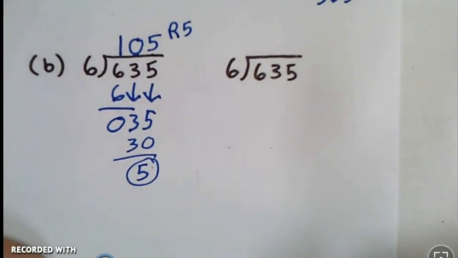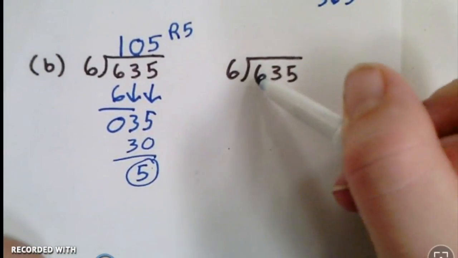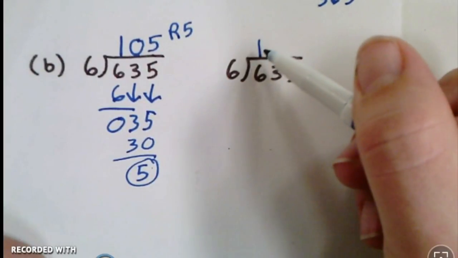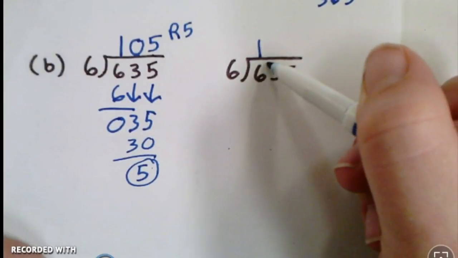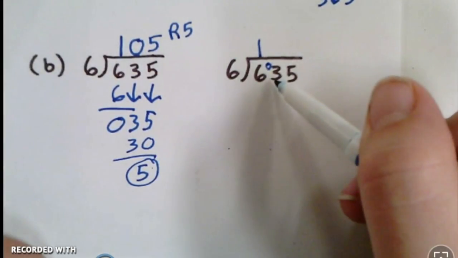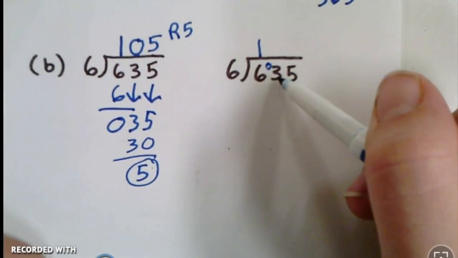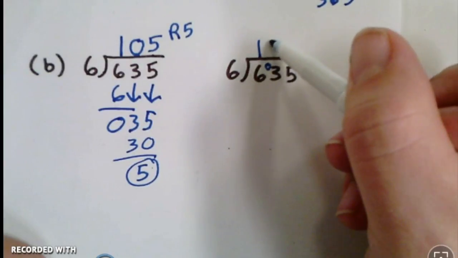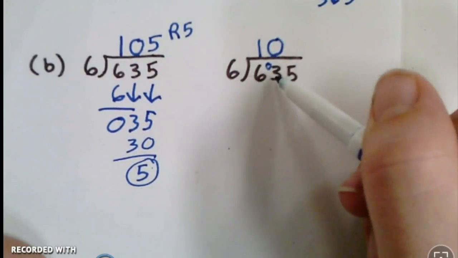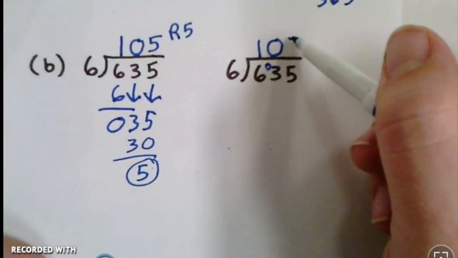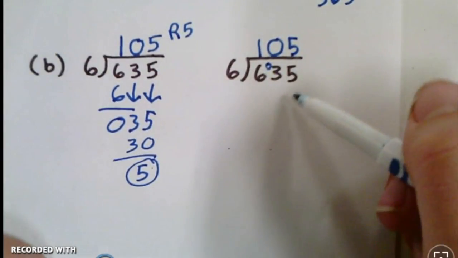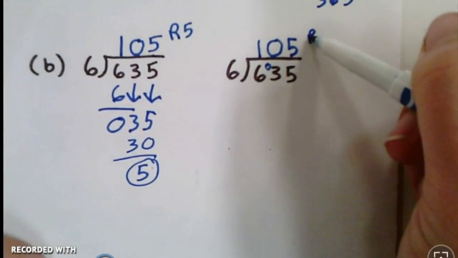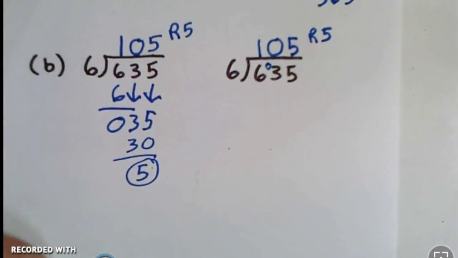All right, let's look at it with short division. So 6 goes into 6 1 times. 6 times 1 is 6. 6 minus 6 is 0. So I'm going to put my little 0 there. Does 6 go into 0, 3? No. Does 6 go into 35? Yes. 6 times 5 is 30. 35 minus 30 is 5, and so there is a remainder of 5.